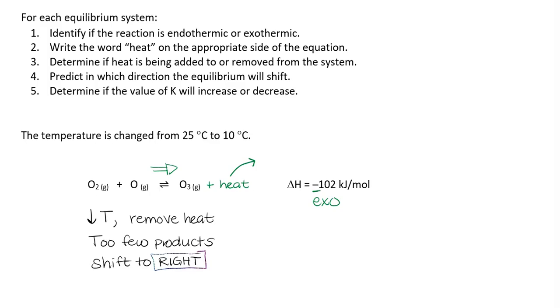To determine what happens to K, we need to take a look at the direction of the shift. So because the direction of the shift was to the right, the result of that is an increase in products. An increase in products means we have an increase in the numerator of our mass action expression. And if the numerator is larger, then we'll see an increase in the value of K.